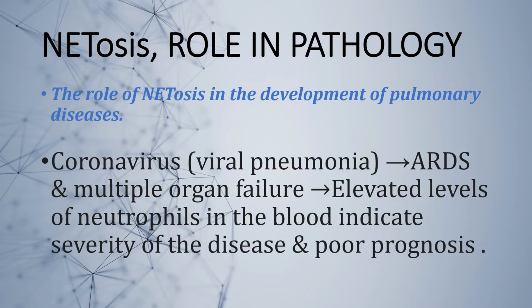Also, in severe infection with coronaviruses that are accompanied by viral pneumonia and progressing to acute respiratory distress syndrome and multiple organ failure, they found that there are elevated levels of neutrophils in the blood, and these levels indicate the severity of the disease and the poor prognosis.